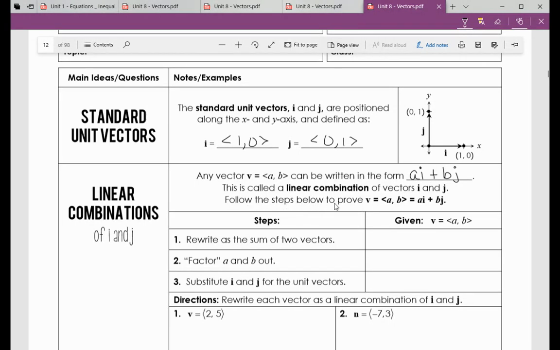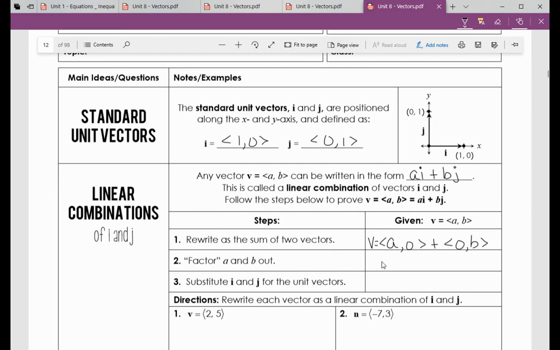And you can use the following steps to prove that these are equal. So what I'm going to do is rewrite this as the sum of two vectors. So I can write this as a, 0 plus 0, b, because a plus 0 is still a and 0 plus b is still b. So I can write that as a vector addition problem.